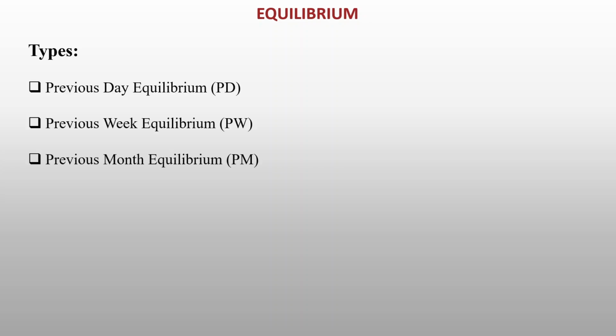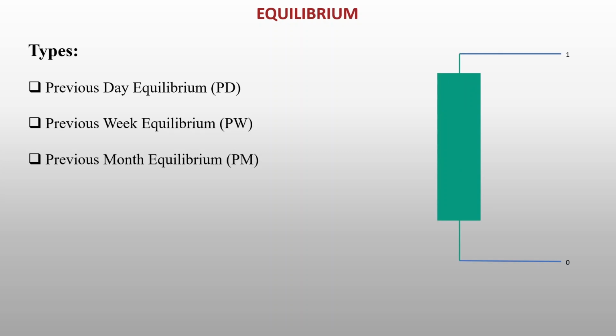Equilibrium also has different types. Previous day equilibrium, PD, previous week equilibrium, PW, previous month equilibrium, PM. For example, we have a daily candle. We will draw a line at its low and call it the 0 level. We will draw a line at its high and call it the 1 level. We will find the equilibrium of the entire candle and the 0.5 level that forms here. This is the 0.5 level.